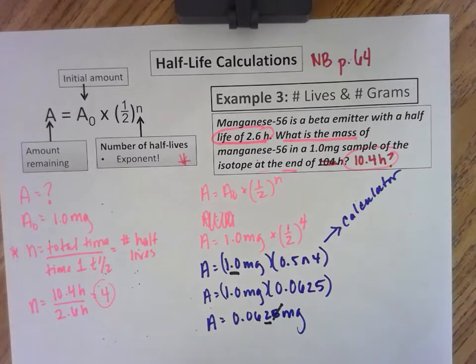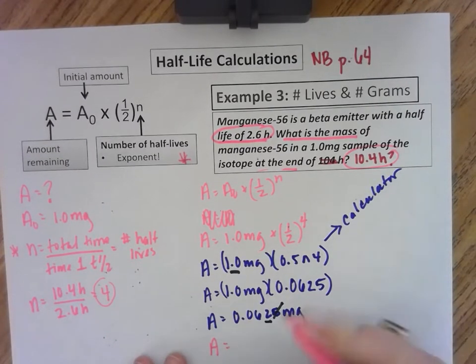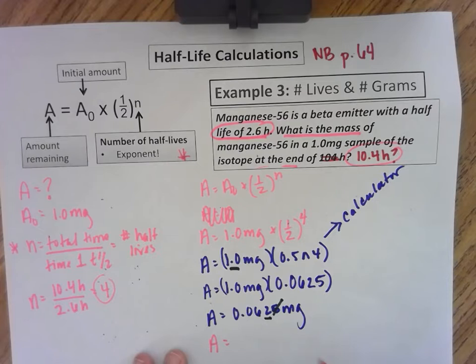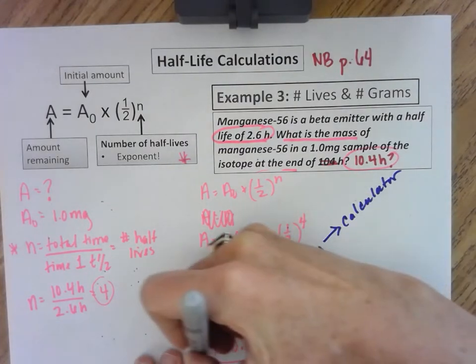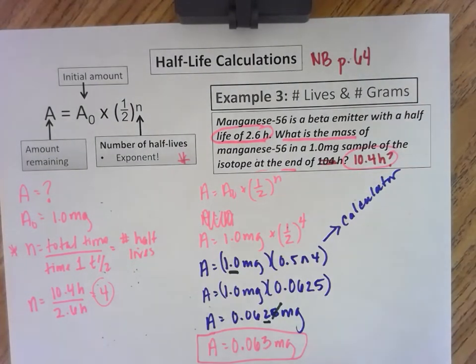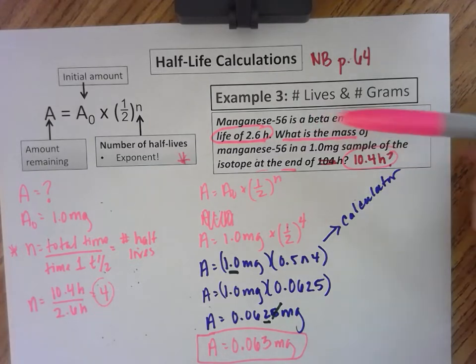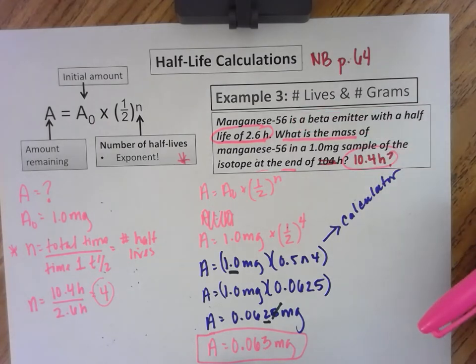So A, the amount remaining, is equal to 0.063 milligrams. Okay. So if you start with 1 milligram and 4 half-lives pass, which would be about 10 hours, there would be 0.063 milligrams of manganese 56 remaining.